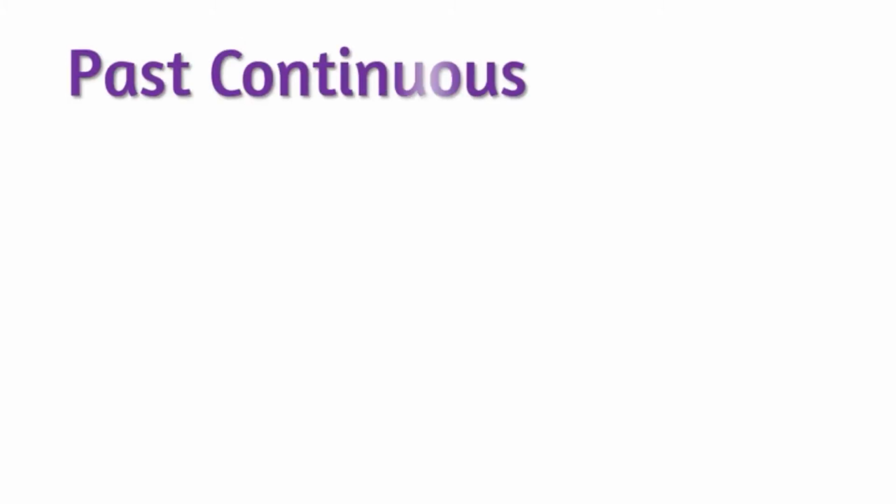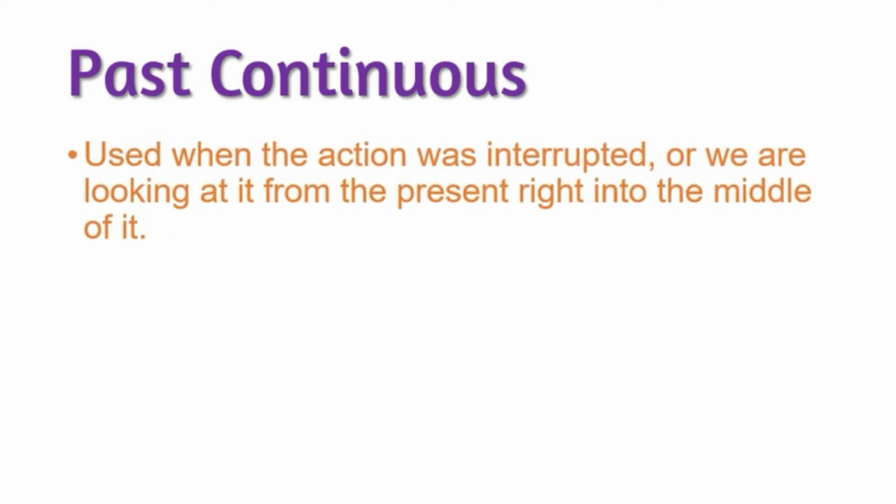The next verb tense we have is the past continuous. Again, it's showing something in the past. All of the situations in this video are from the past, but it shows an action that was interrupted. Or maybe, now that we are looking from the present, we are looking in the middle of the progress of the action. You know, something that happened, but we are looking in the middle of the action.